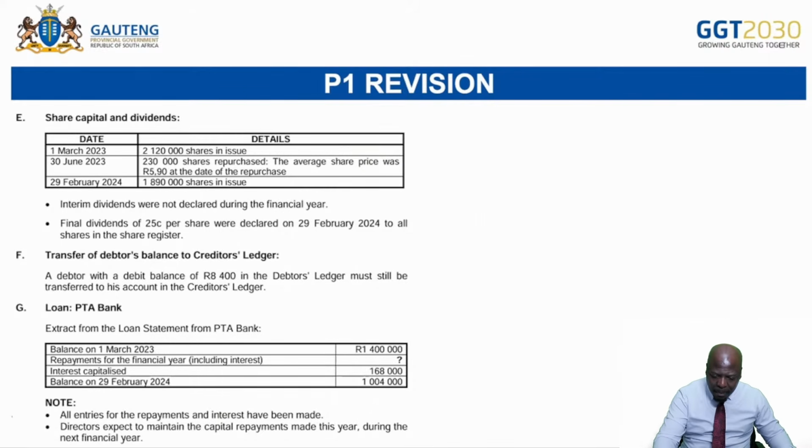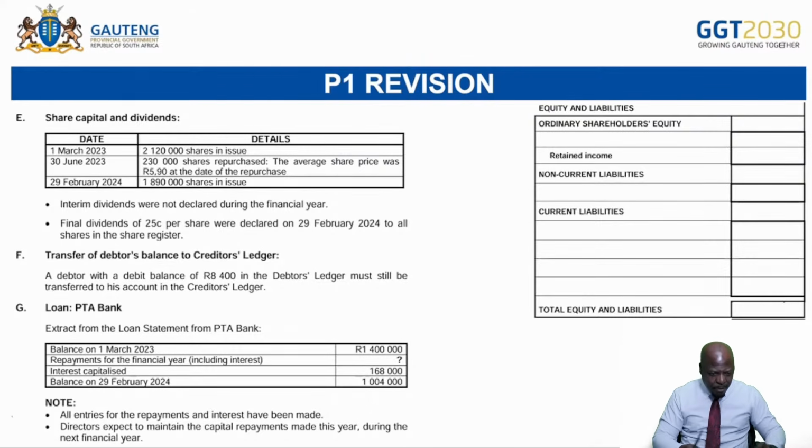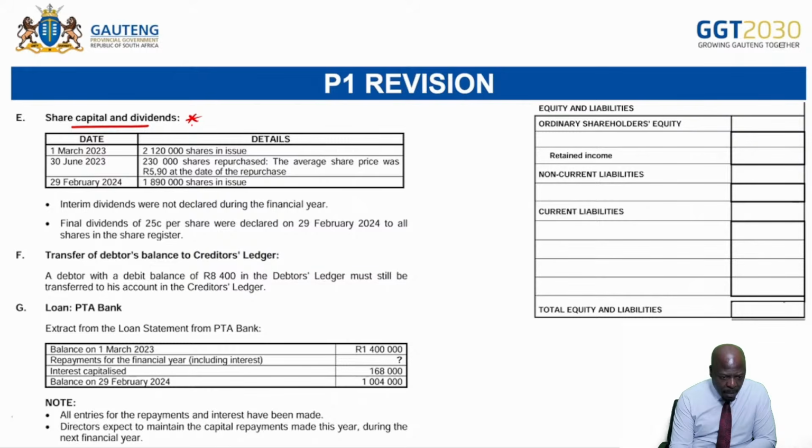All right, so this one is a bit lengthy, but we've been granted a few more minutes, so let's make use of that time. The information here is related to share capital and dividends. Then we're told interim dividends were not declared during the financial year. And then final dividends of 25 cents per share were declared on 29 February to all shareholders in the share register. So final dividends, that is talking to my what?